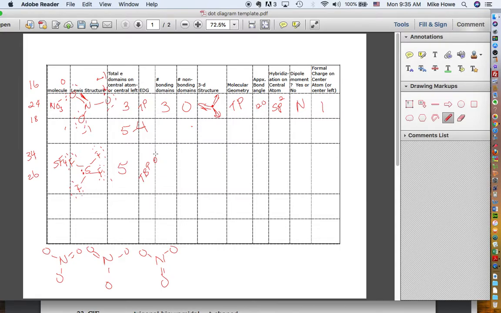Okay, the number of bonding domains here would be how many? All right, did you say 4? And the non-bonding would be 1. The 3D structure of this thing, I'm going to go here first. It's called a seesaw.